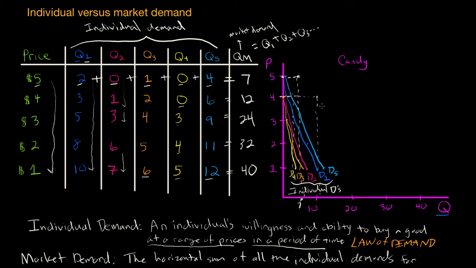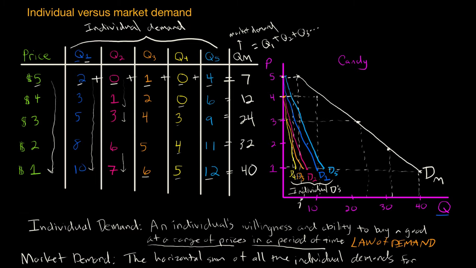And as the price falls, quantity demanded continues to rise. $3 had a quantity demanded of 24. So that gives me a point right here. At $2, the quantity demanded was 32. It's right here. And finally, at $1, the quantity demanded was 40 amongst my 5 consumers. And notice that just as the law of demand would predict, I get a fairly linear downward sloping market demand curve. So here's my market demand curve.